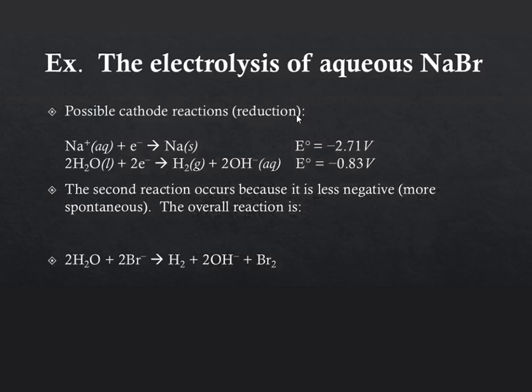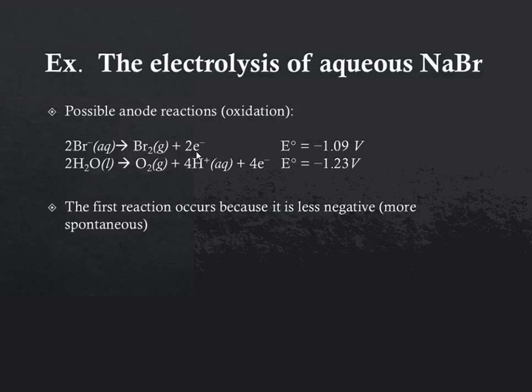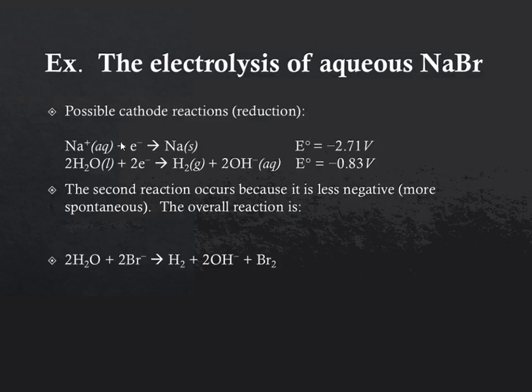So possible cathode reactions: this is the reduction cell. We have sodium ions gaining electrons to form sodium solid, or the aqueous water again, instead of being oxidized in the other cell, is being reduced in this cell, and the voltage there. The second reaction would occur because it is less negative, more spontaneous, and so the overall reaction is, instead of plating out sodium, forming solid sodium, we will simply be reducing water. So we will oxidize the bromide, we will reduce the water.